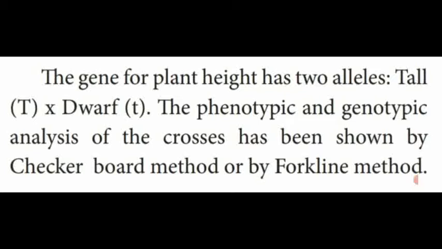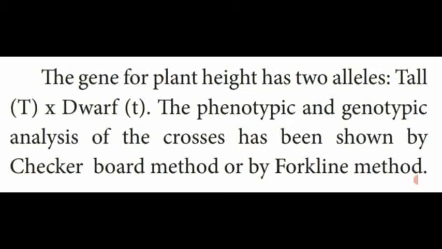The phenotypic and genotypic ratio of the crosses has been shown by the checkerboard, that is the Punnett square method, or by the Forkline method. That means the graphical representations are given by the scientist R.C. Punnett. That checkerboard is named as Punnett square.